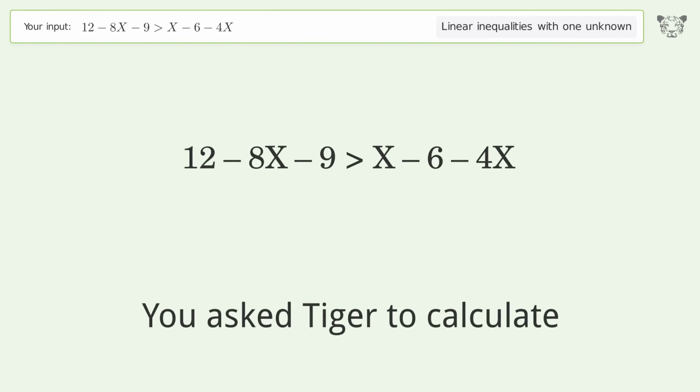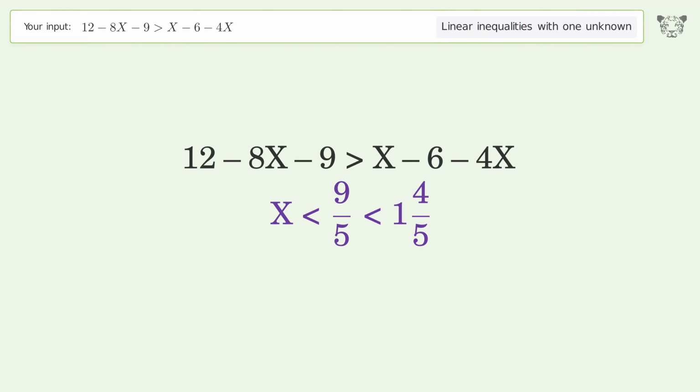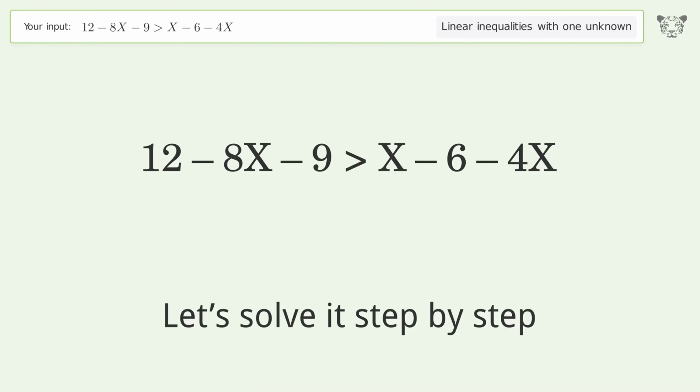You ask Tiger to calculate. This deals with linear inequalities with one unknown. The final result is x smaller than 9 over 5 smaller than 14 over 5. Let's solve it step by step.